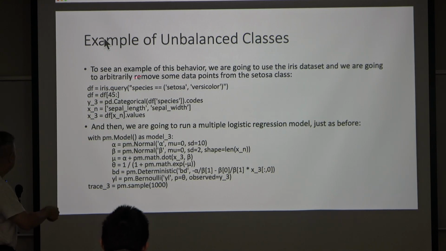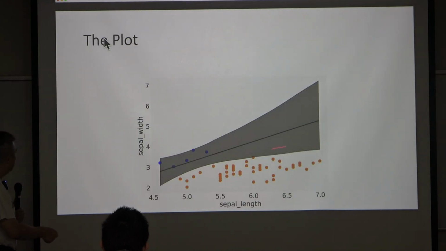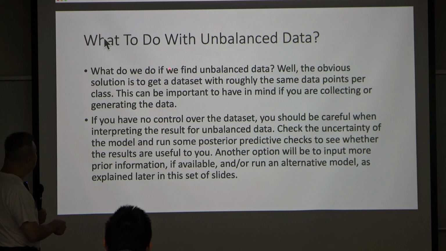So we intentionally pick this one and feed that into the same model. The result figure is like this, and you can see the boundary is leaning toward the minority class, which is indicated by the blue dots. The blue dots are the Setosa, and the other one is the Virginica. So this is an example that shows you what unbalanced data is going to do to the data analysis.